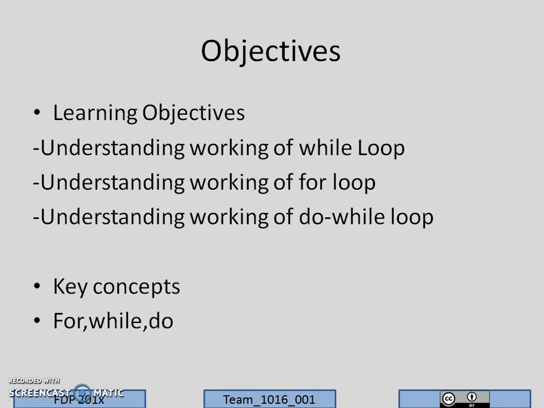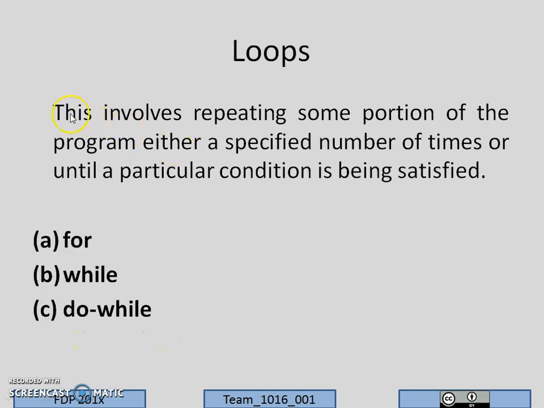Before that, I would like to tell you my objectives of this presentation are understanding working of while loop, understanding working of for loop, understanding working of do while loop. The key concepts are for, while and do. The loops involve repeating some portion of the program either a specified number of times or until a particular condition is being satisfied.